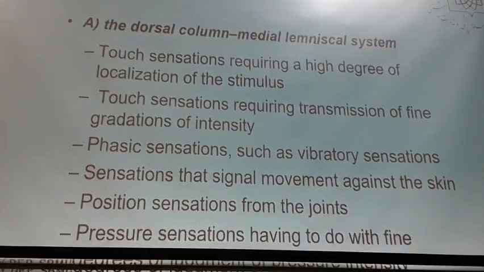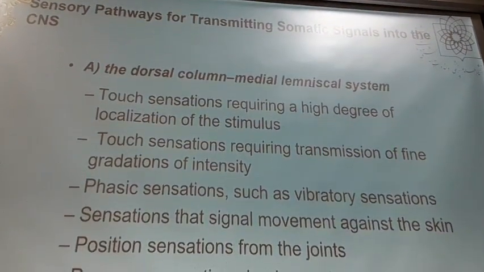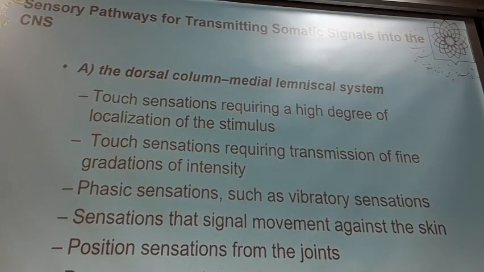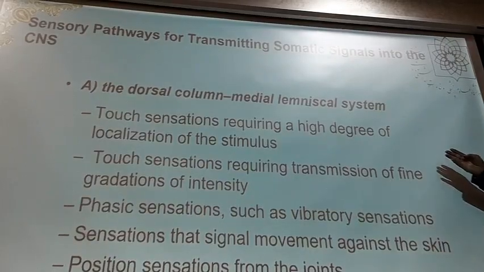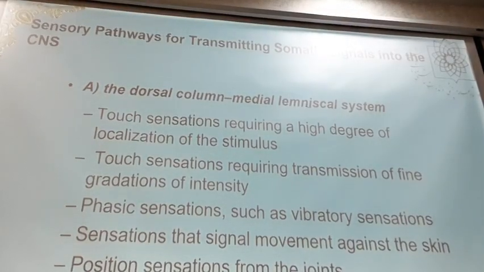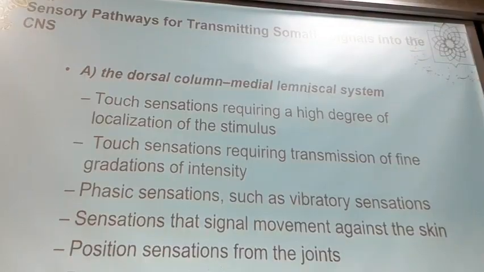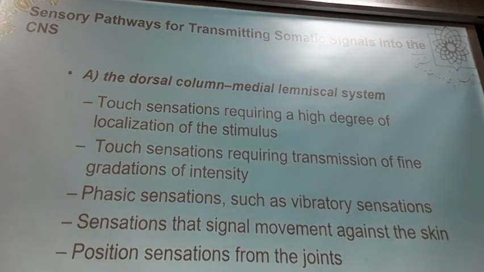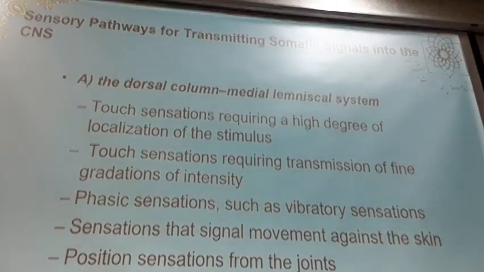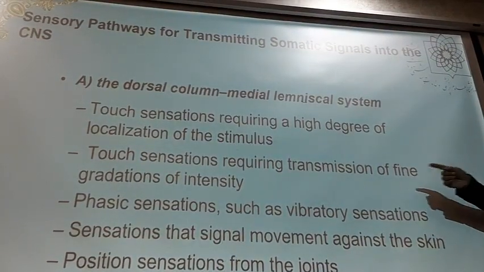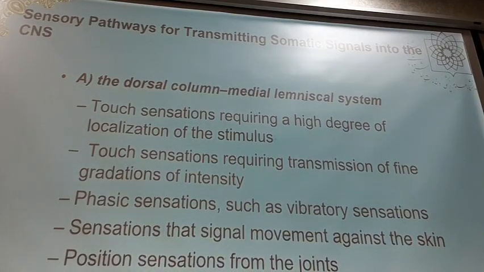Let us start with the dorsal column. The dorsal column lemniscus system, or lemniscal system, is a sensory pathway that sends information regarding touch sensation that requires a high level of localization, and sensation that requires transmission of gradation in intensity. I mean that the intensity is changing, such as touch, vibration, or phasic sensation.